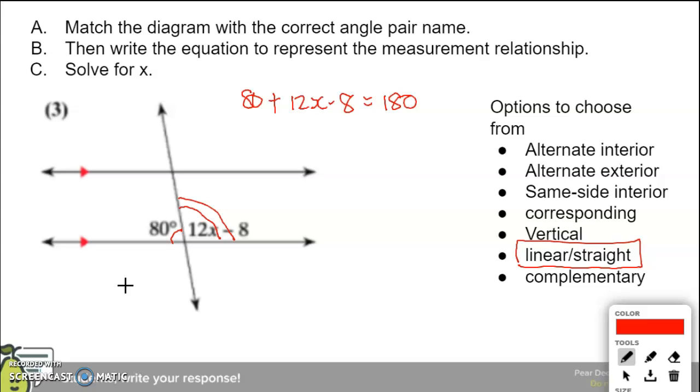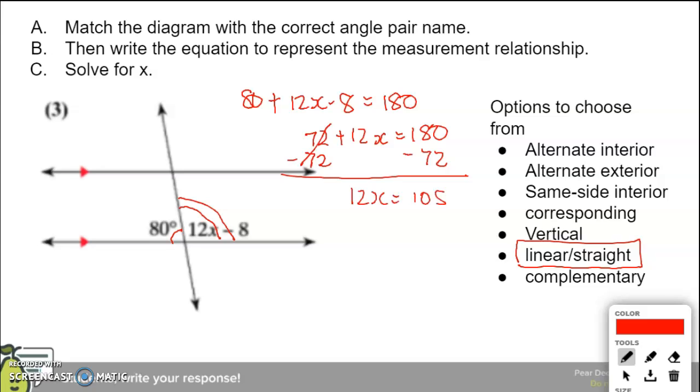So 80 minus 8. Remember, we always try to simplify one side of the equal sign first, and then we solve the equation. 80 minus 8 is 72 plus 12x is equal to 180. We need to subtract 72 first to get rid of this, which leaves me with 12x is equal to 108. 12 is multiplied to x, so we divide both sides by 12, and x is equal to 9.